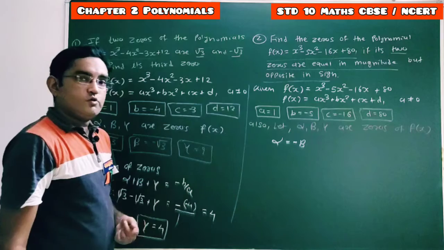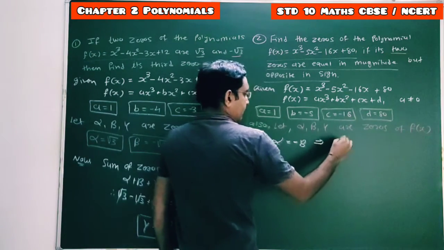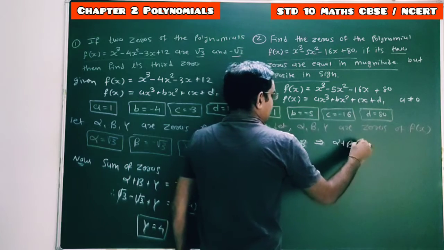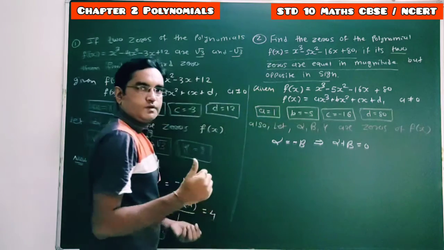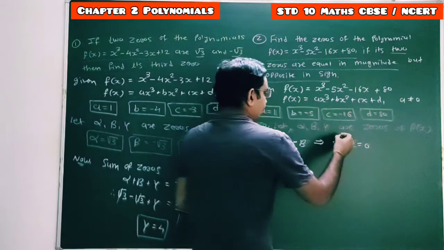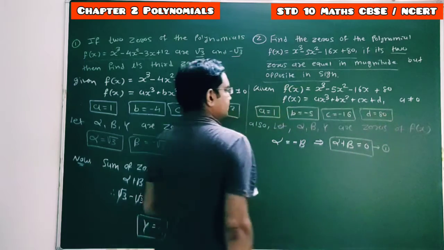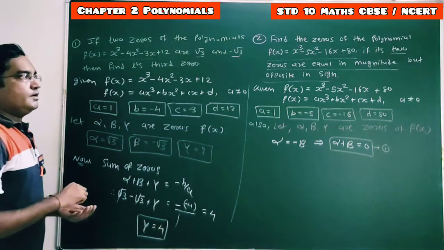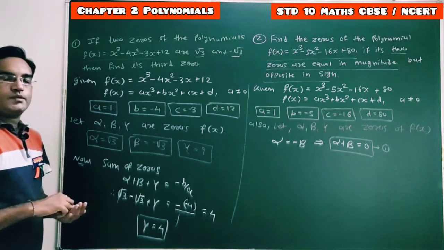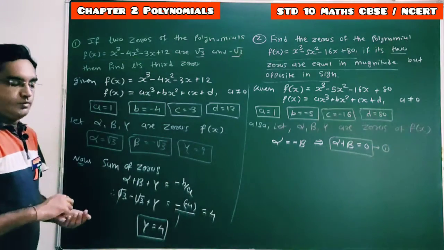So one is opposite of another. So alpha equal to minus beta. So we can say alpha plus beta equal to 0. Done. Alpha plus beta equal to 0. Say this one as result number 1. This is given. Done. We have to find the zeros. We have to find the value of all 3 zeros of this cubic polynomial.